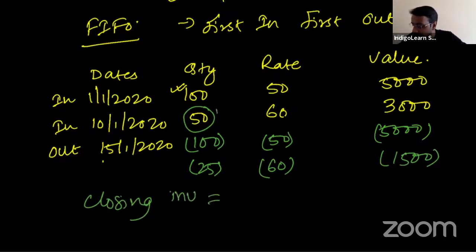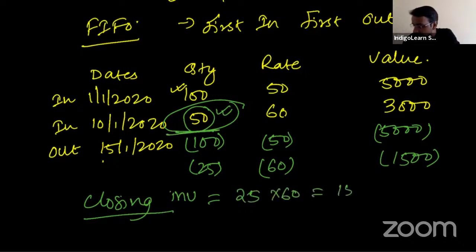Now what will be my closing inventory then? Closing inventory will come only from this particular lot. So first in, first out means whatever came in first will be issued first, and whatever is left in the inventory will be from the latest batch that has been received. So my closing inventory will always be from the latest batch, that is 25 units which is left out multiplied by 60, which is 1500. This is what we do when we do FIFO method of valuation.